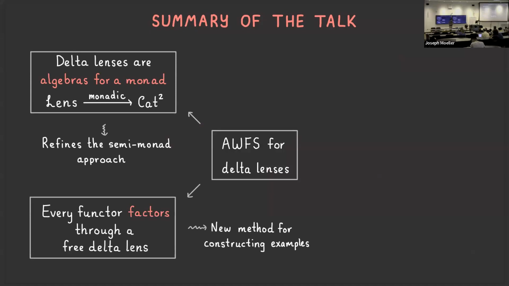We've shown that for every functor we can factorise it through the free delta lens. And so this gives us a new method of constructing examples of delta lenses. You can give me any functor and I can construct you a delta lens from it.